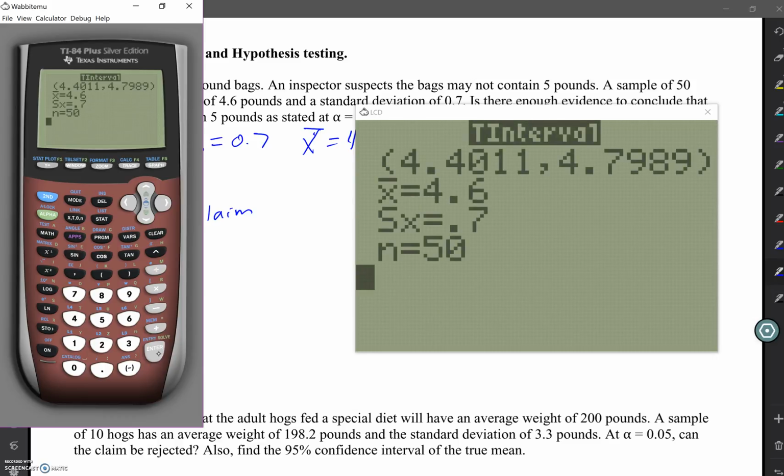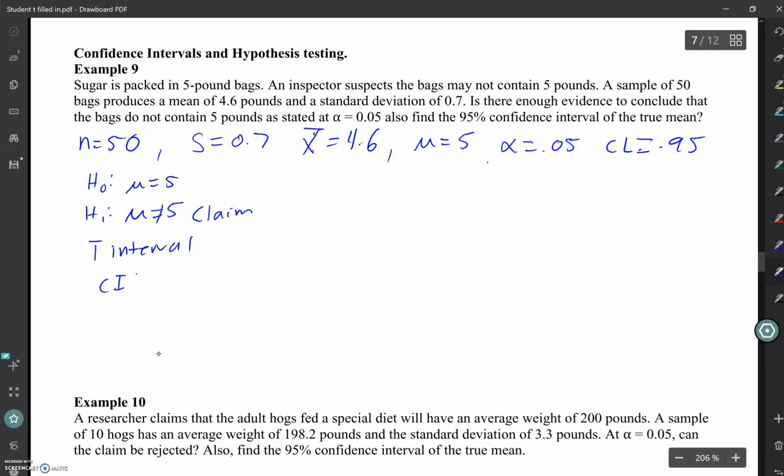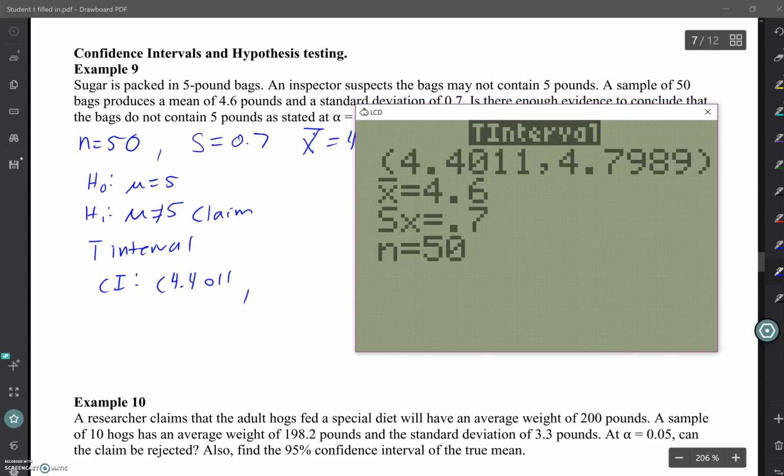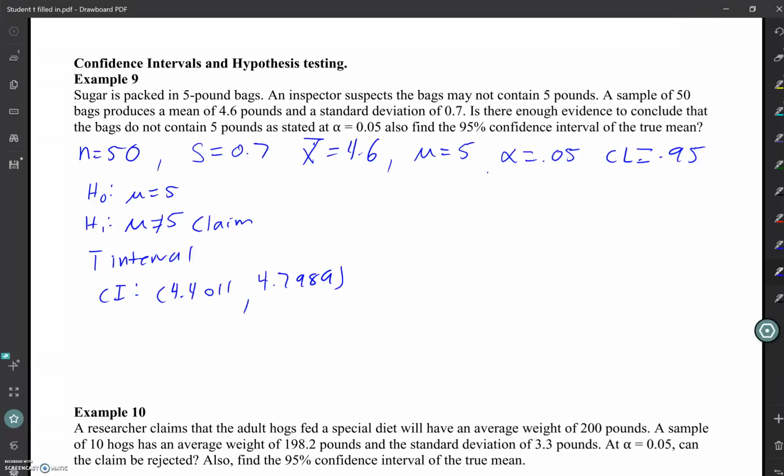All right, so I've got 4.4011 for the lower, and my upper is 4.7989. Does everyone agree? Yeah? All right.